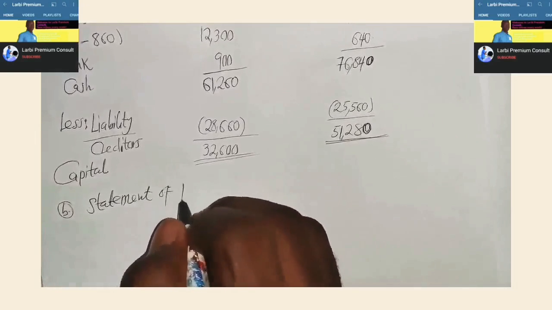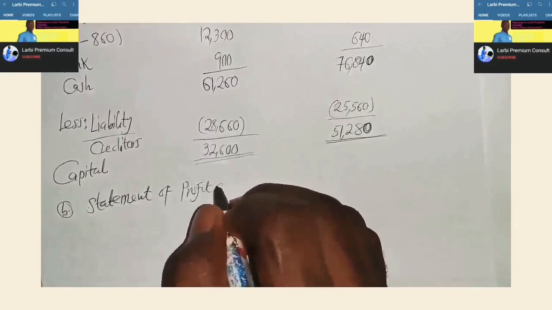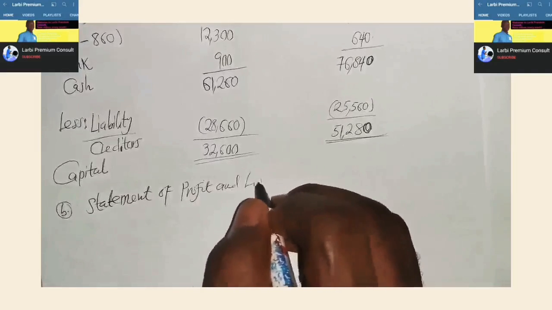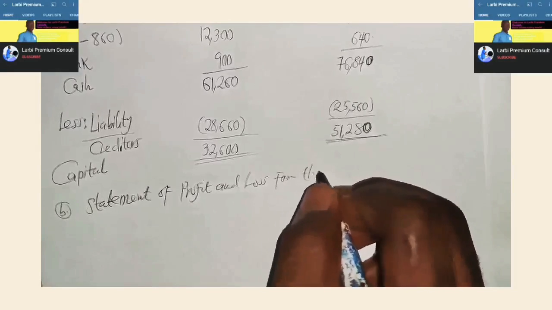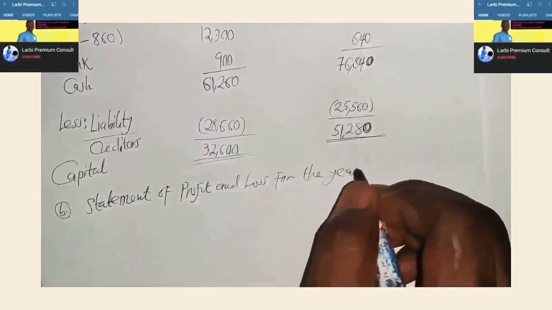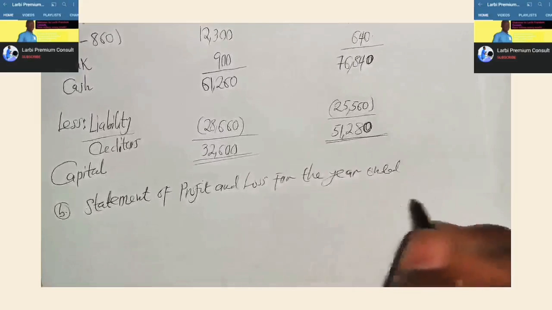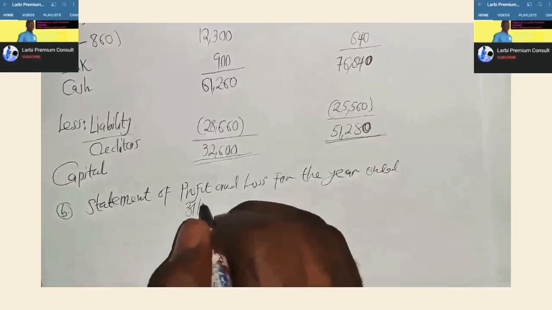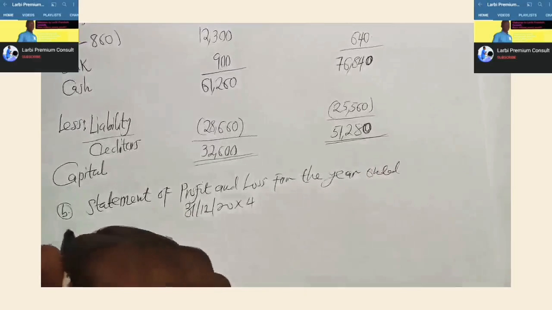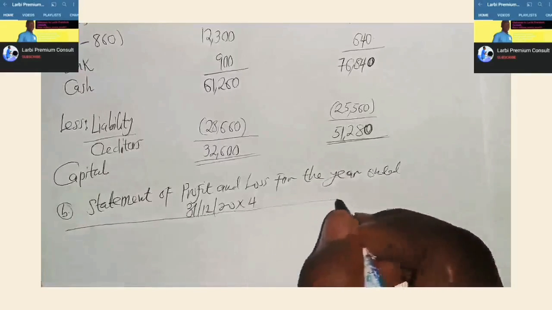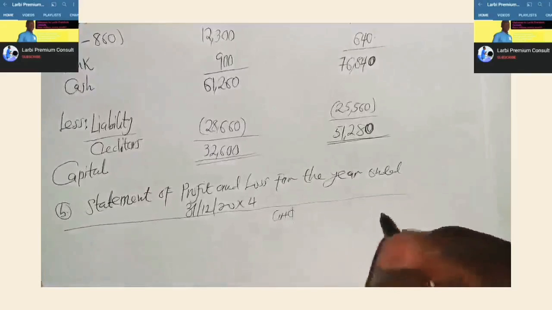So the statement you're going to write: statement of profit and loss for the year ended 31st December 20X4. We're just preparing for 31st December 20X4.